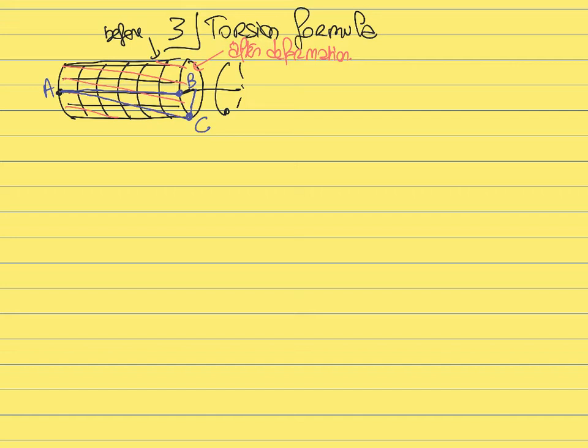Then one way to characterize the amount of this deformation is to define the twist angle, which we define like this, as the angle between point B and point C. This is going to be phi, which we define as the twist angle. This twist angle can be used to characterize the amount of twisting of the beam, the twist deformation of the beam due to the torque that is applied.